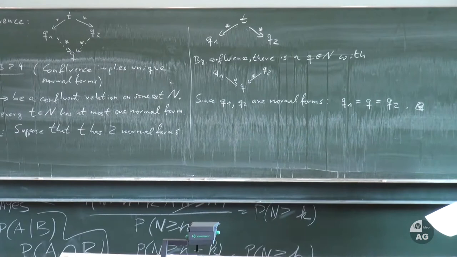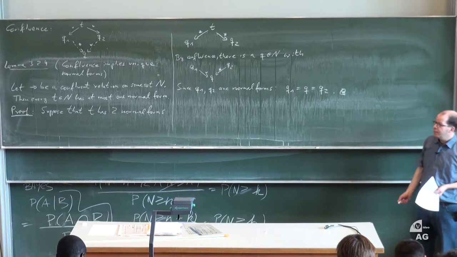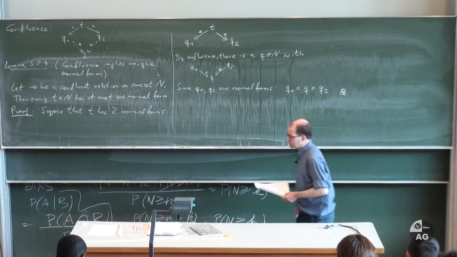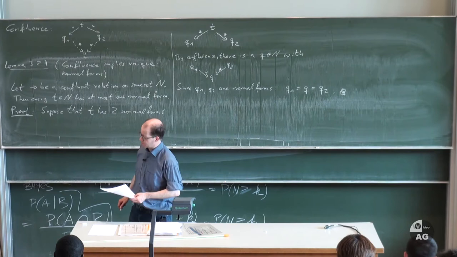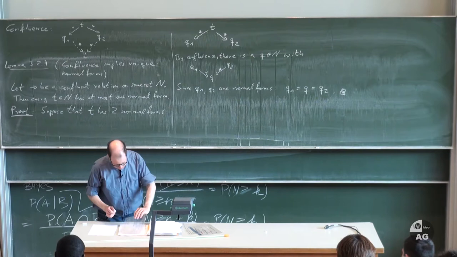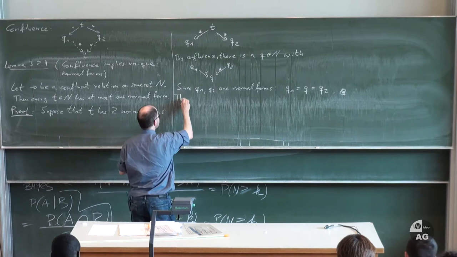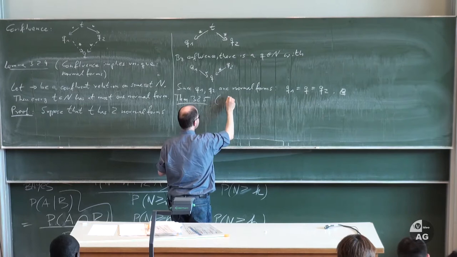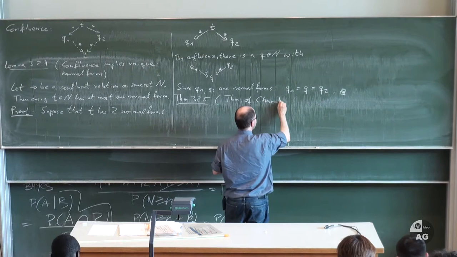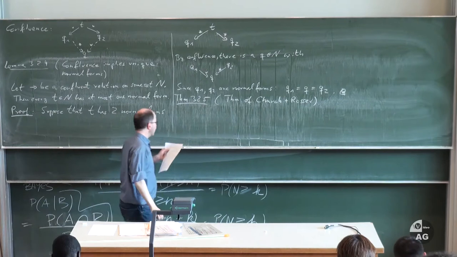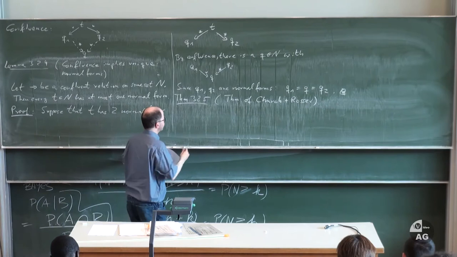So confluence is what we would really like to have. And indeed, beta reduction is confluent. That's a famous result, which is not completely trivial. It is due to Church, who invented the lambda calculus, and his student Rosser. So this is the theorem of Church and Rosser. Let me write this down. This is theorem 3.25, the theorem of Church and Rosser. They proved that the lambda calculus with beta reduction is confluent.